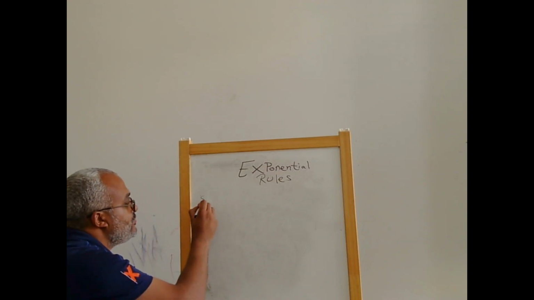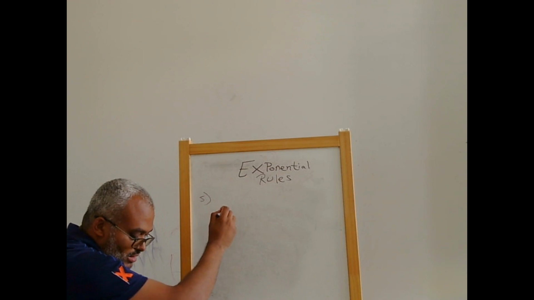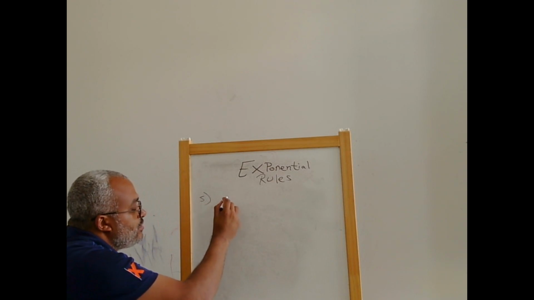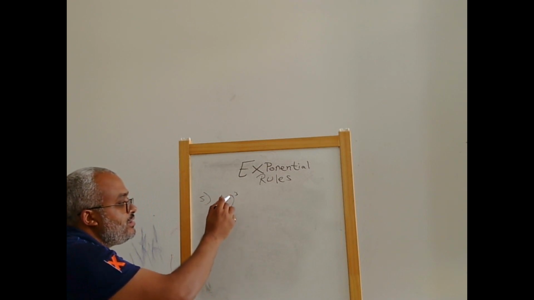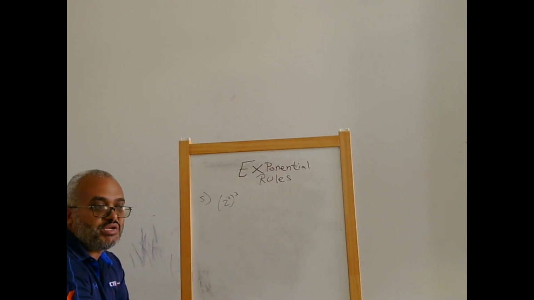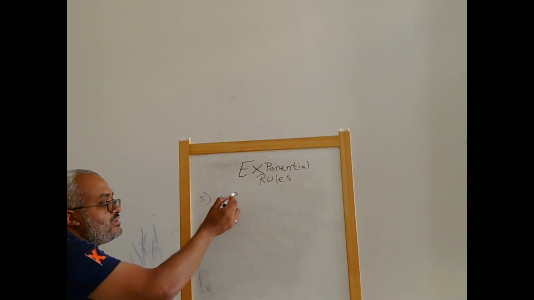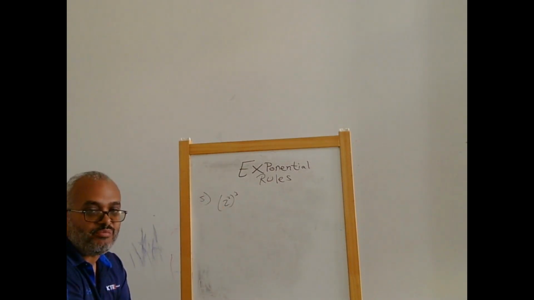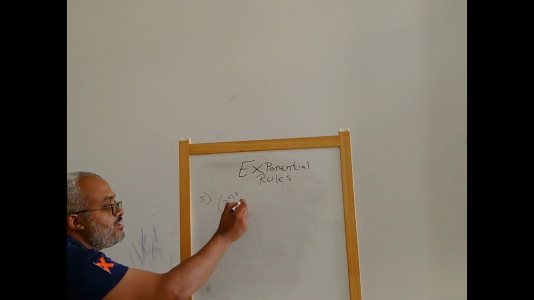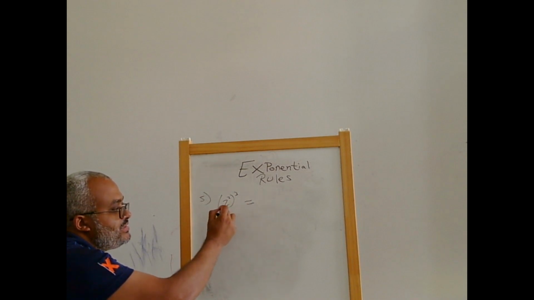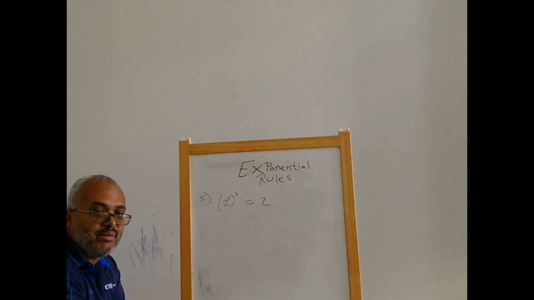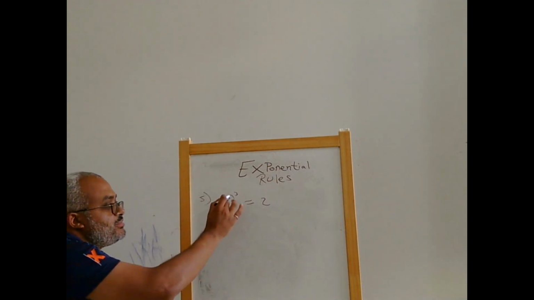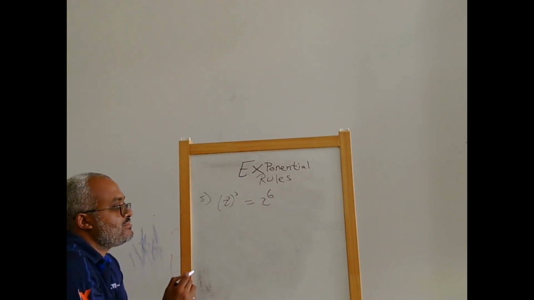Let's say you have 2 squared, and then to the power of 3. How many powers do I have? I have 1 power, 2 powers. It's called the power of a power rule. What do we do? We take the base, which is 2, and with the exponents, I multiply. So 3 times 2 is 6. That's right.